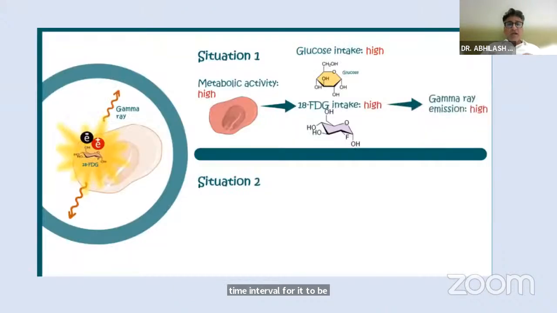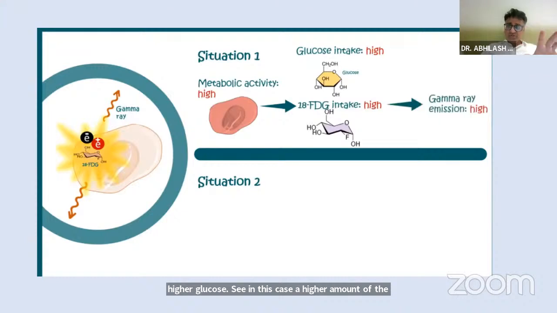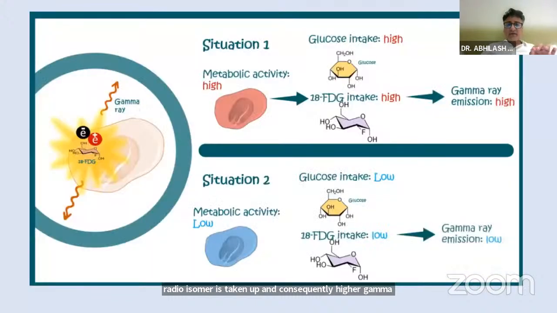Now that you know how the fluorodeoxyglucose interacts in the cell, we have two situations. Cells which have higher metabolic activity will require higher glucose. So in this case, a higher amount of the radioisomer is taken up and consequently higher gamma ray is emitted. Vice versa, a cell with low metabolic activity, going by the same algorithm, will emit less gamma rays. This is the basic principle of a PET scan.